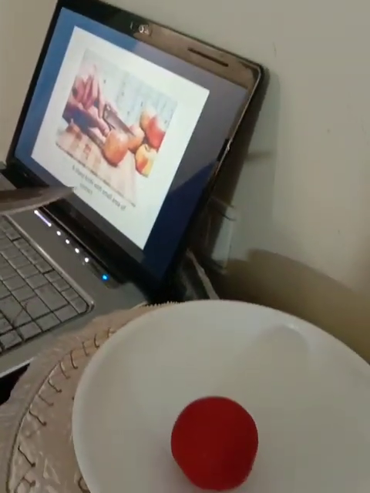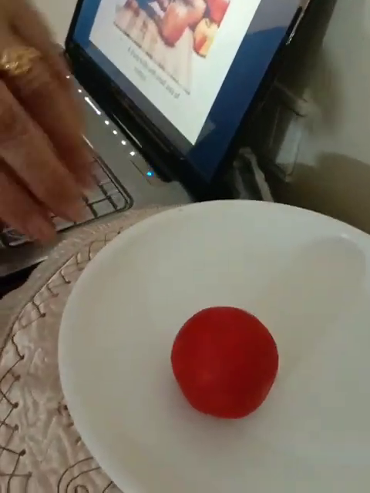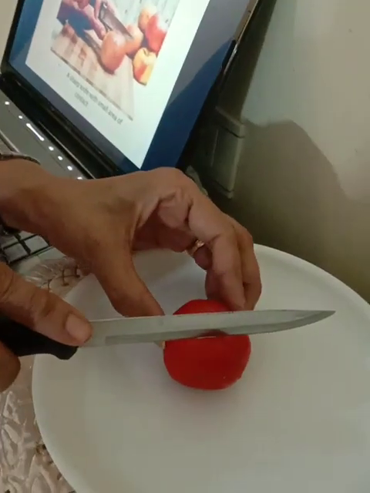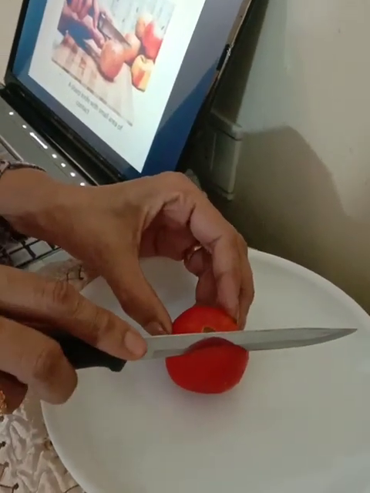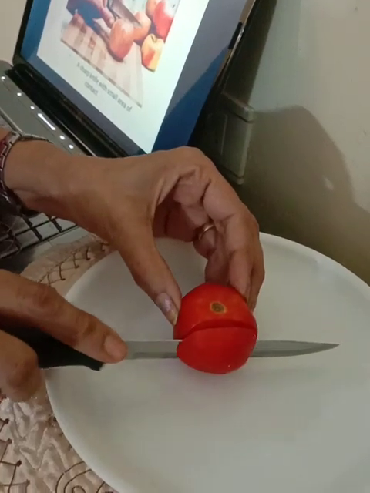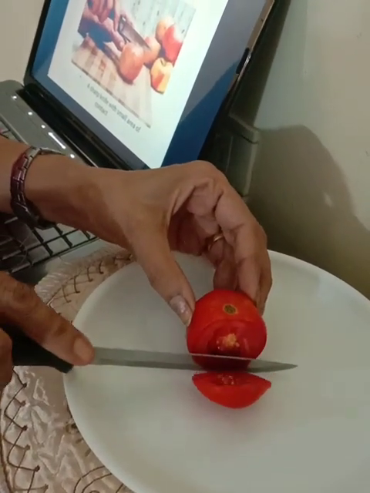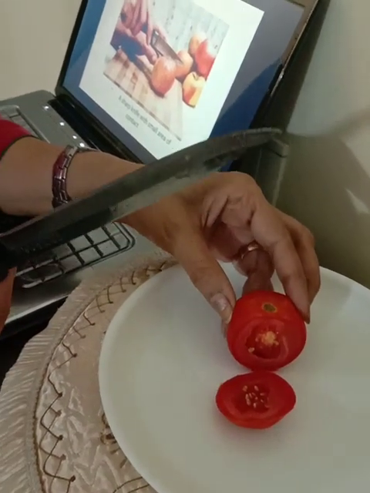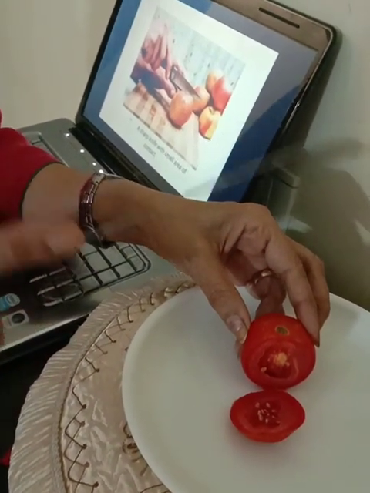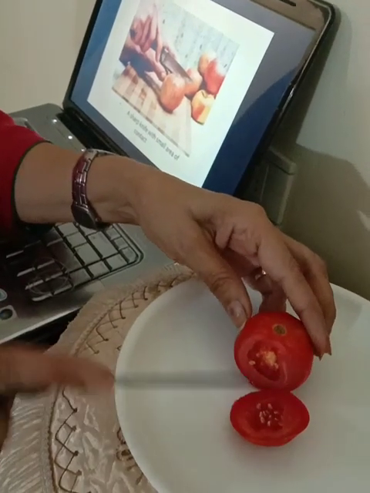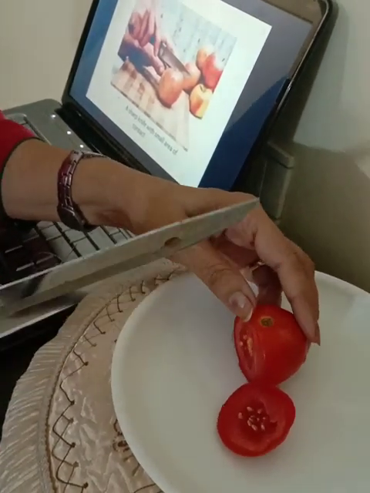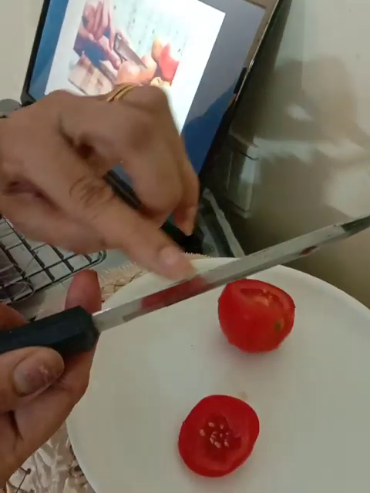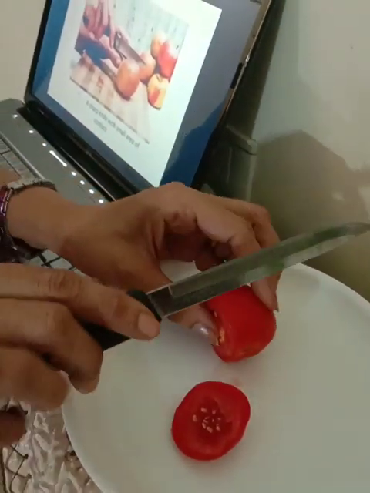Now let me try. You can see here, I can cut this tomato easily. You can see I can cut it easily with the fine or sharp edge of the knife, right? I have used the sharp edge of the knife and easily I have cut the tomato. Now let me try with this blunt part. You can see here, this is the blunt part. So let me try now.